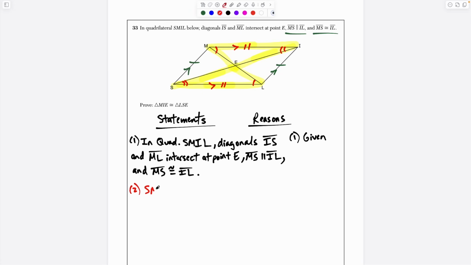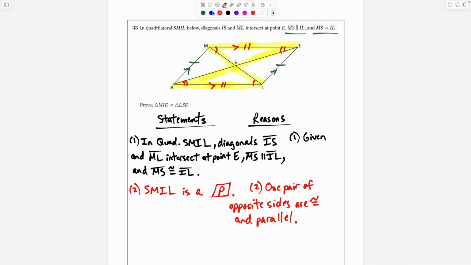SMIL is a parallelogram. And what you could do is when you want to write parallelogram, you can abbreviate it like this. I just draw a parallelogram and write the letter, a capital P in here like this. And our reason for this, how do we know this is true? Well, because if a quadrilateral has one pair of opposite sides that are both congruent and parallel, the quadrilateral is a parallelogram.